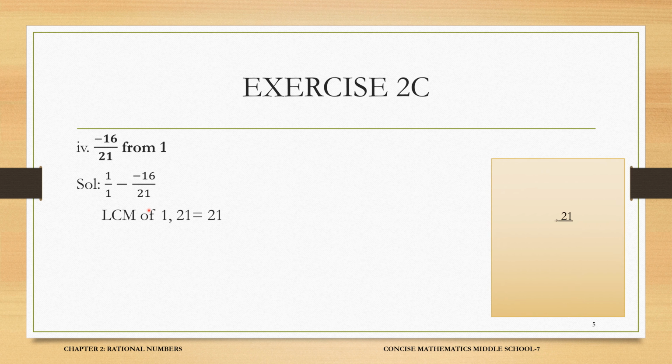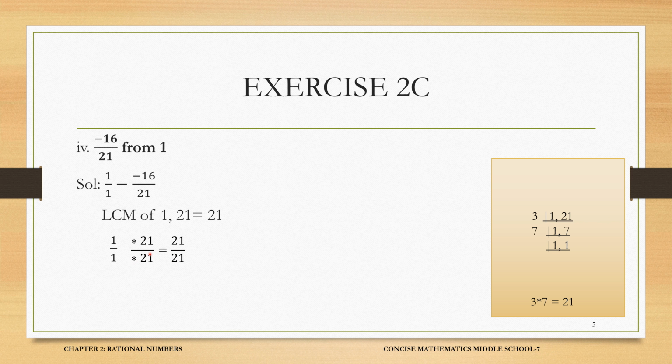In a rough work you can do it. 1 and 21 you have to write and start dividing with the least number. 3 sevens are 21 and 7 ones are 7. So 7 threes are 21. First of all take the first rational number, that is 1 by 1, and to make the denominator 21, why we are making this denominator 21 is what we got for LCM. It's 21, right? So that's why I am going to multiply this denominator with 21.